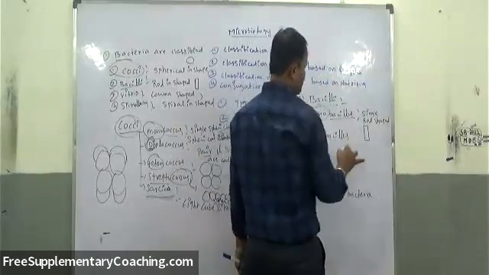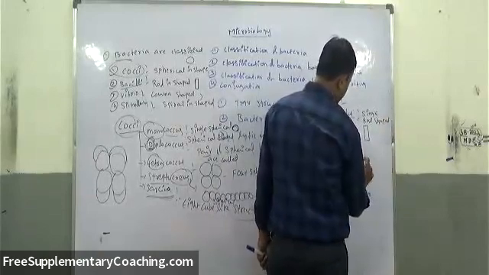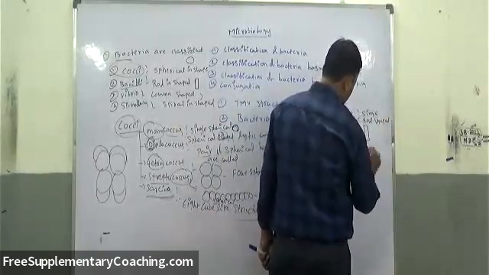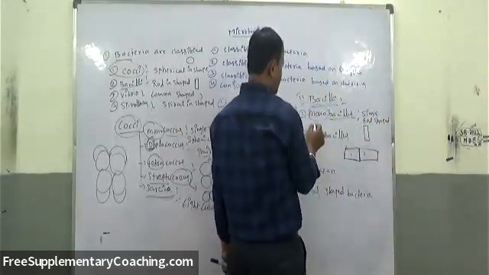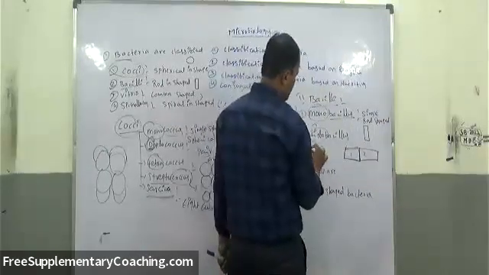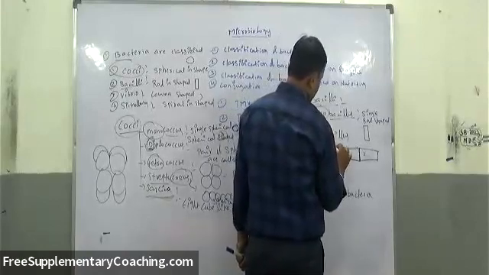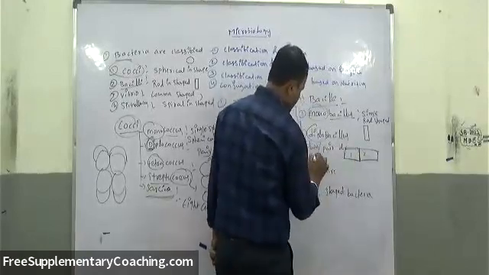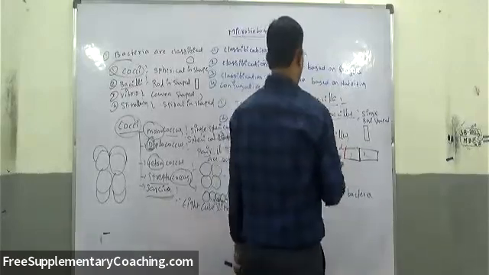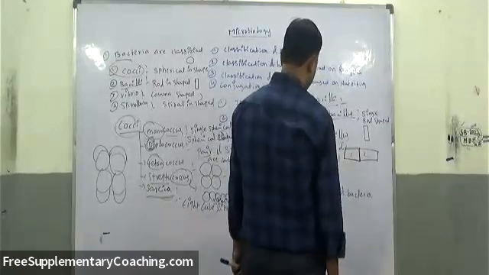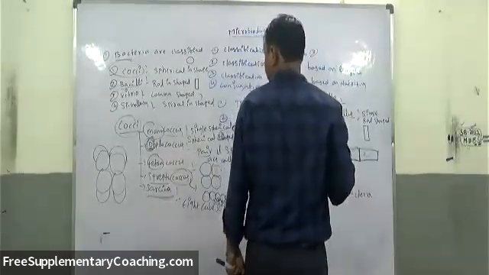Then diplobacillus. Diplobacillus means two rod-shaped bacteria, or a pair of rod-shaped bacteria. These are one and this is the next one. Di means two, so a pair of rod-shaped bacteria are called diplobacillus. And the third bacteria is streptobacillus.